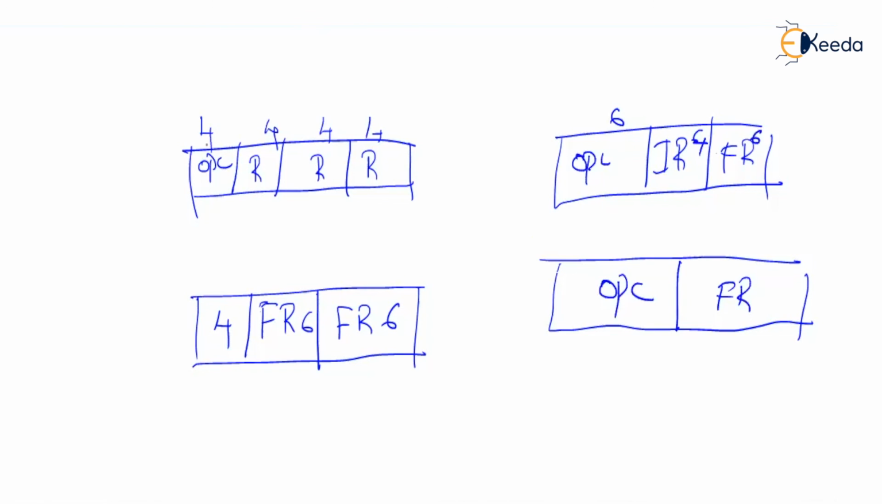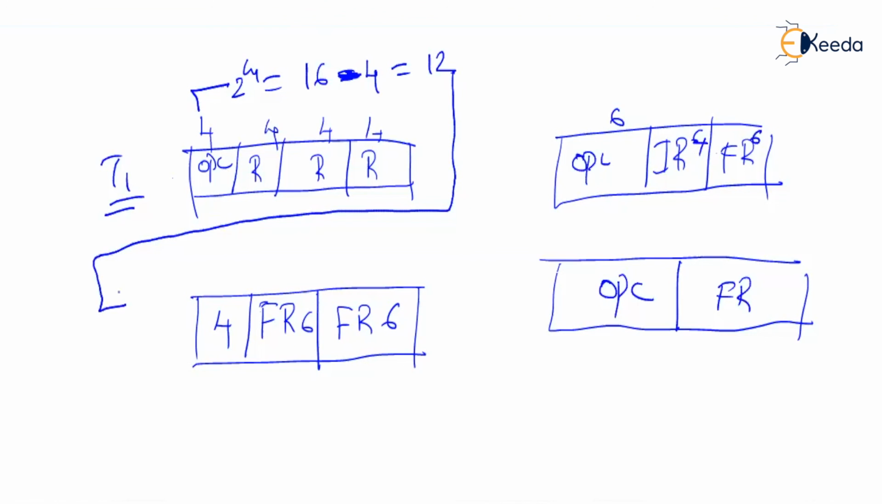Just have a look at type 1. In type 1, total 2 power 4 is equal to 16. But type 1 instructions are just equal to 4. So 16 minus 4 is equal to 12. So I can use these 12 combinations for encoding type 2 instructions. Okay, for type 2 instructions also there will be only 4 opcode digits. Out of 4 opcode digits, only 12 combinations are free after encoding the type 1 instructions. So total type 2 instructions are equal to 8. So 12 minus 8 is equal to 4.